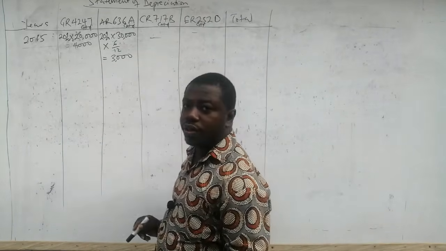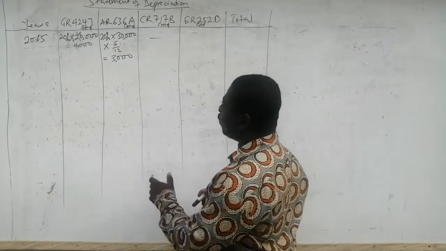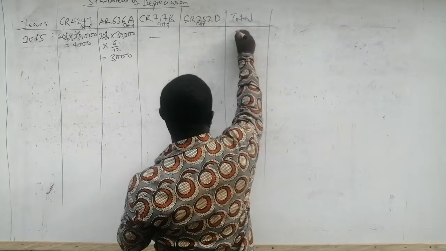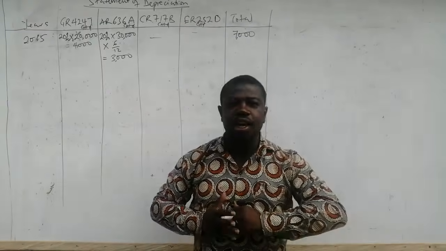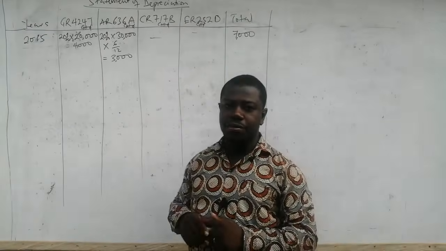And so for 2015, we have only these two assets that were depreciated. The first one is 4,000 Ghana cedis. The second one is 3,000. So we are going to combine these two and we will have a total of 7,000 Ghana cedis as our depreciation charge for 2015. That is how you get the depreciation charge.